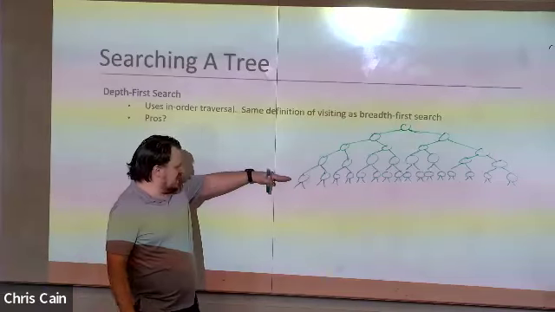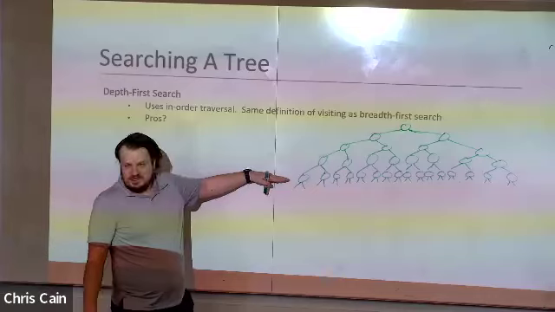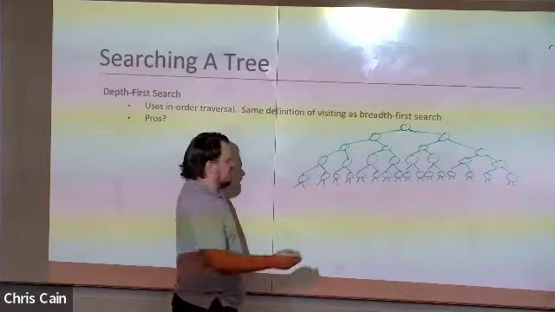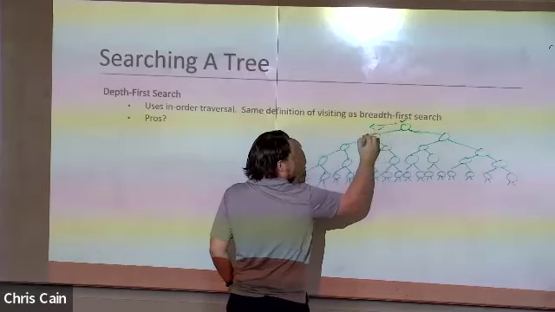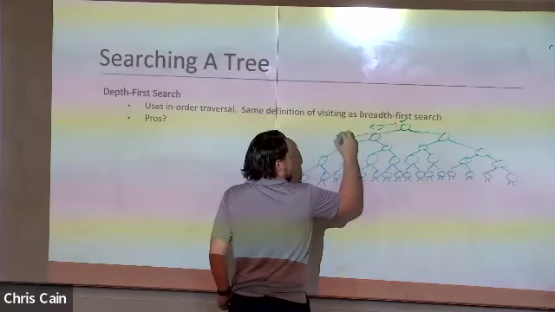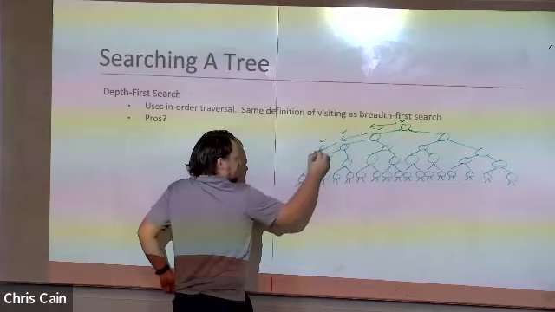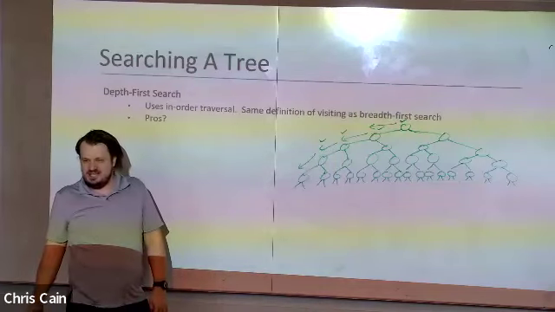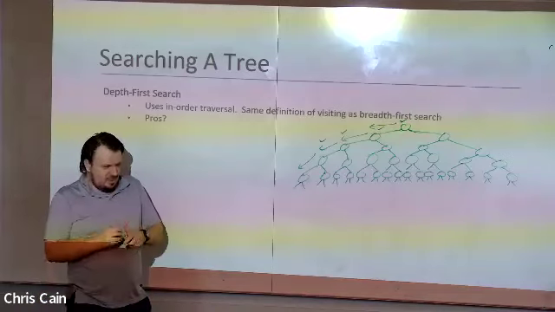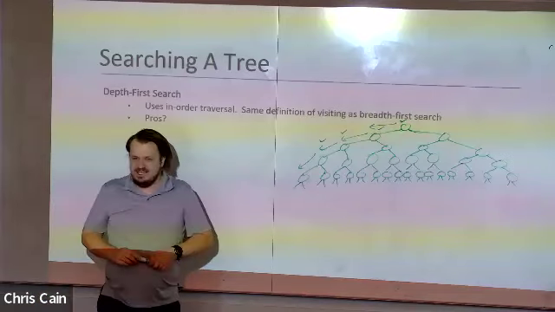You can imagine needing a queue to store all of these elements, whereas with depth first search, it needs to store this as it goes left, and this as it goes left, and this, and this. So way fewer items in memory than we had with that.